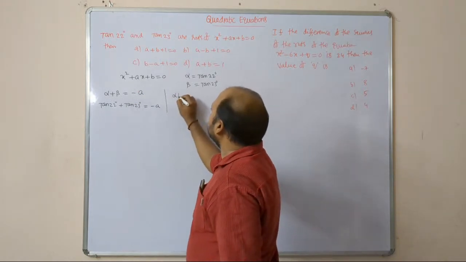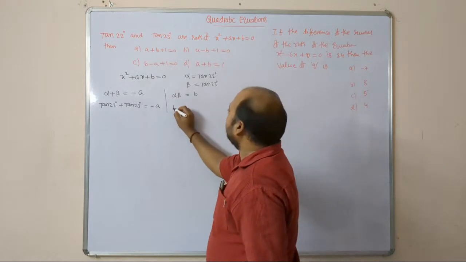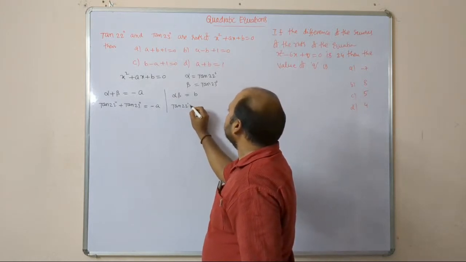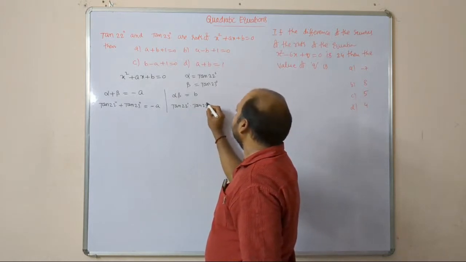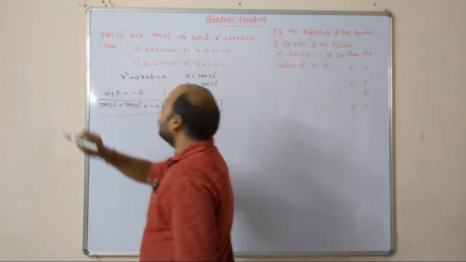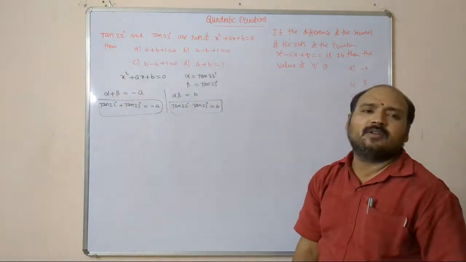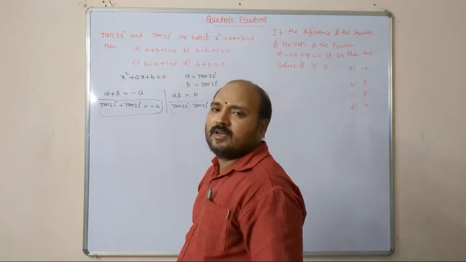Next, product of the roots. Alpha beta equal to c by a. C means b. That is tan 22 degrees into tan 23 degrees is equal to b. So these results put it in the box. After that, how to find out this result? Doubt will arise obviously. So your sum is there, your product is there.